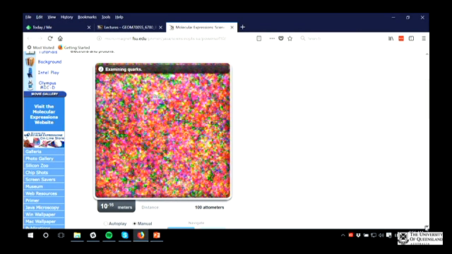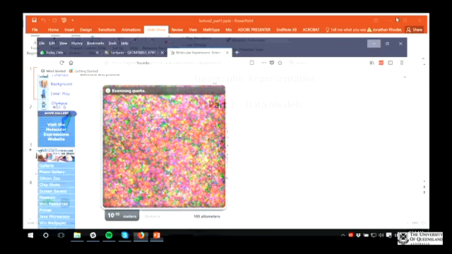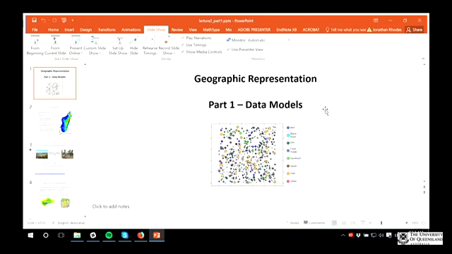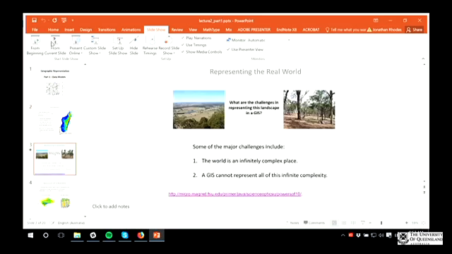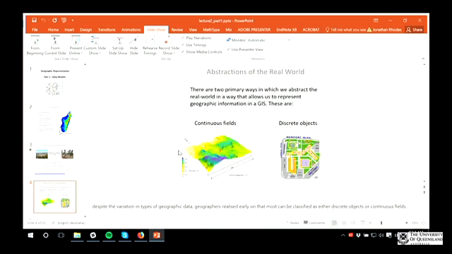if you think about this complexity at all those different scales, you've got a huge amount of complexity that we simply cannot represent entirely within a GIS. Okay, so hopefully I've convinced you that the world is complex.